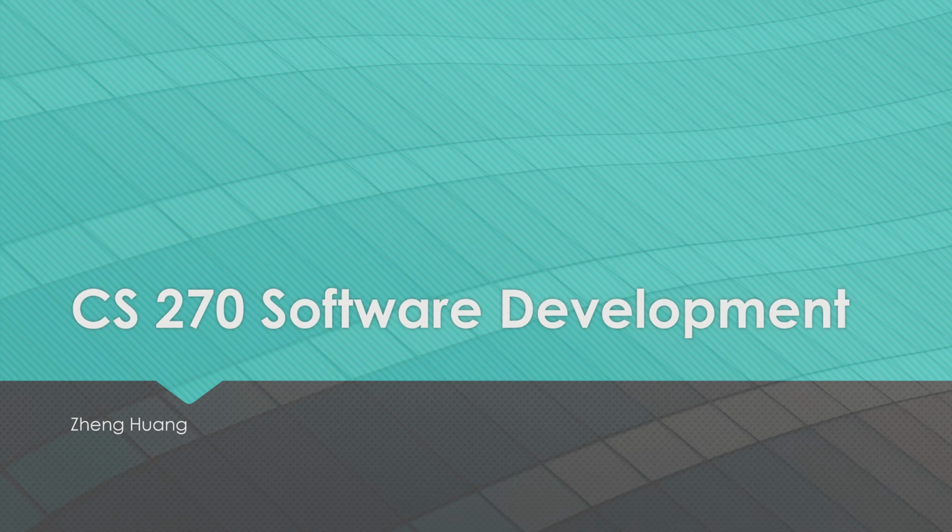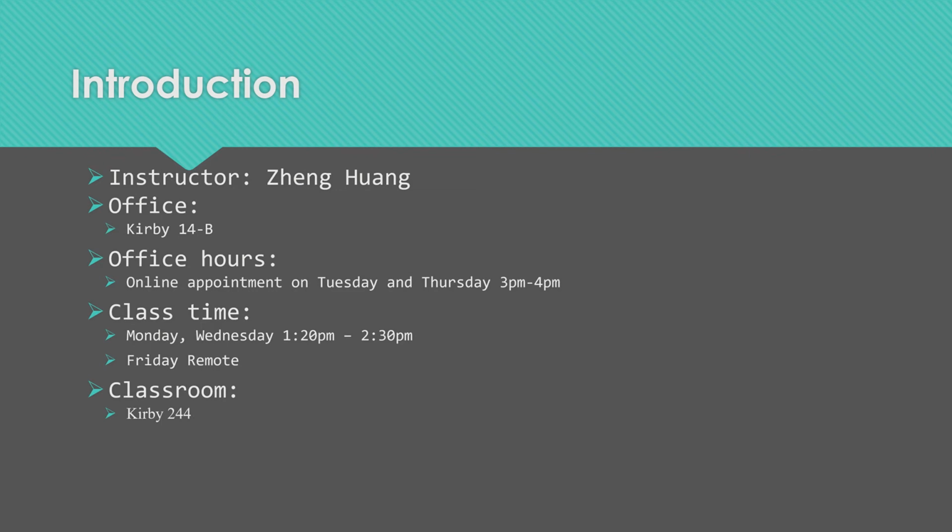So this is class CS 117, software development. My name is Chen Huang.